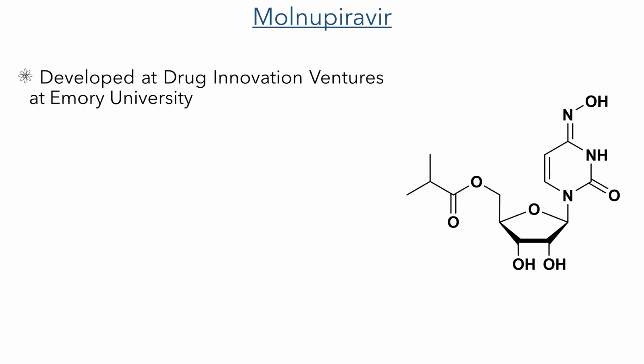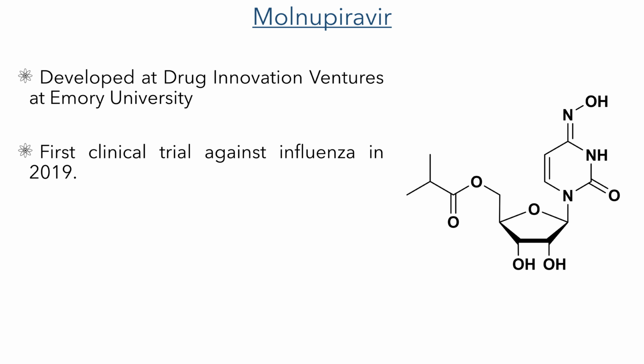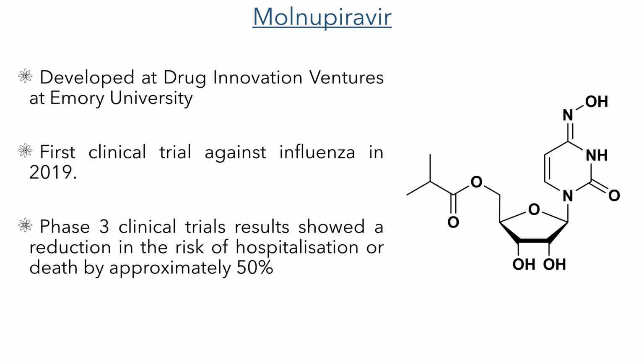Molnupiravir was first developed at the Drug Innovation Ventures at Emory University as part of a research project into broad-spectrum antivirals aimed at influenza and equine encephalitis. It first underwent clinical trials in 2019 against influenza, and after the outbreak of COVID-19, was repurposed and studied for this disease. It showed great efficacy, with Phase 3 clinical trials reducing the risk of hospitalization or death by approximately 50%, and based on these results, was authorized for use in November of 2021.